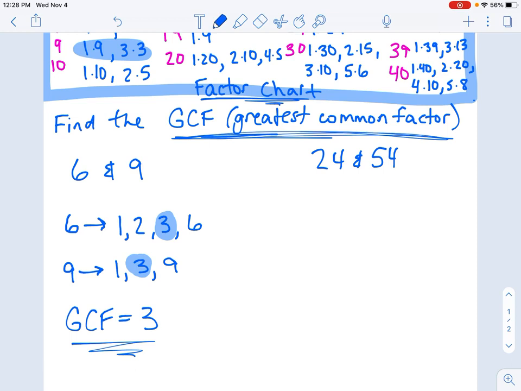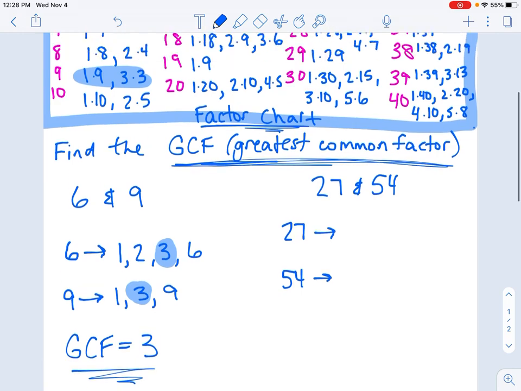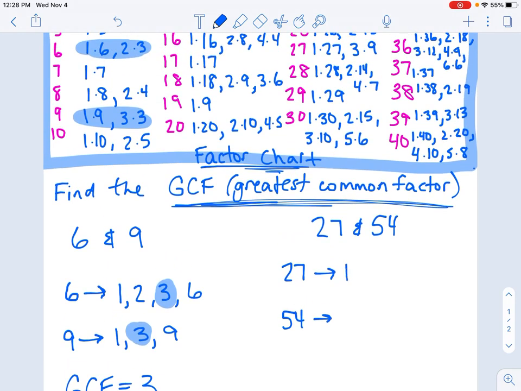We want to do the same thing. Oops, this was meant to be a 7. We want to do the same thing for this next problem. We want to write the factors of 27 and 54. Now you'll notice 54 is not on our factor chart. That's okay, we can figure it out. You can say that the factors of 27 based on our chart are 1, 3, 9, and 27.